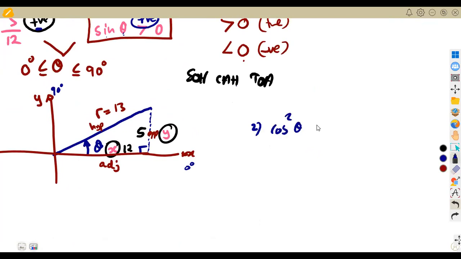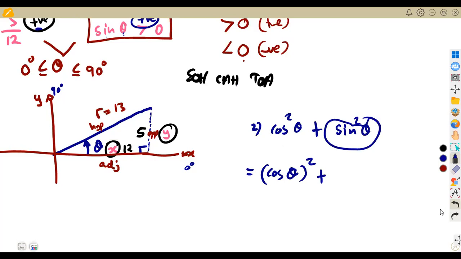Cos squared theta plus sine squared theta, like that. Remember what I said, for a trigonometric with a square or whatever exponent that you have here, it means the trigonometric here, you raise it to that exponent, which is 2. So this simply means I'm having the cos of theta, everything raised to the exponent of 2, plus the sine of theta raised to the exponent of 2. So there we can substitute our values because we have our answers here.